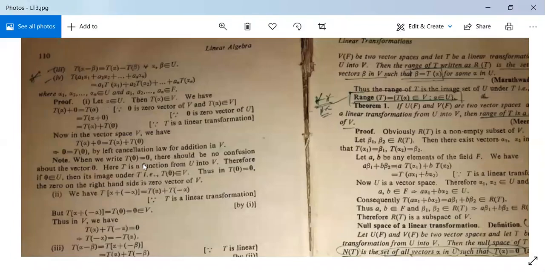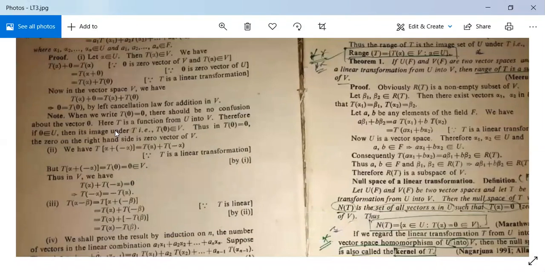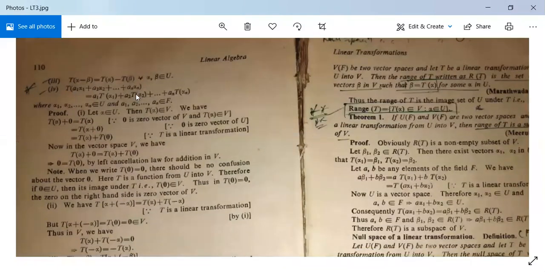See here, earlier we have done two results. Now we will solve: T(α − β) = Tα − Tβ for α, β in U, and T(a1α1 + a2α2 + ... + anαn) = a1Tα1 + a2Tα2 + ... + anTαn, where all α's belong to U and a1, a2, ..., an belong to F.